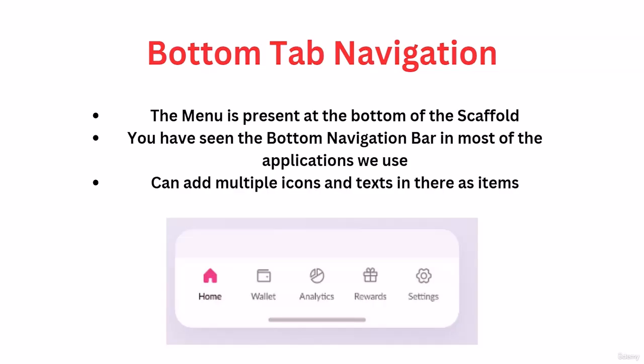To understand it in a simple way, I have a bar, and inside that bar I have different kinds of icons. One item consists of an icon and a label or tag. You can also add multiple icons and multiple texts as items. So the bottom tab navigation bar consists of items, and an item consists of an icon and text.